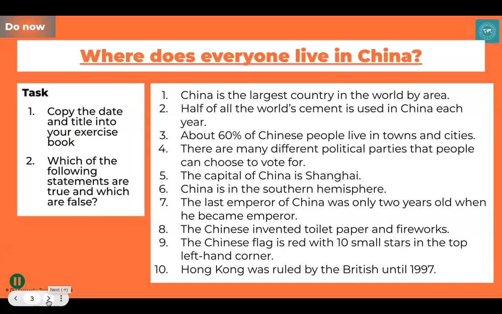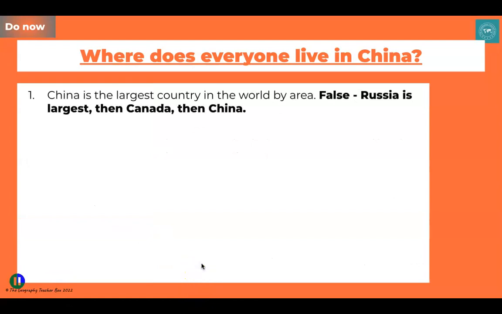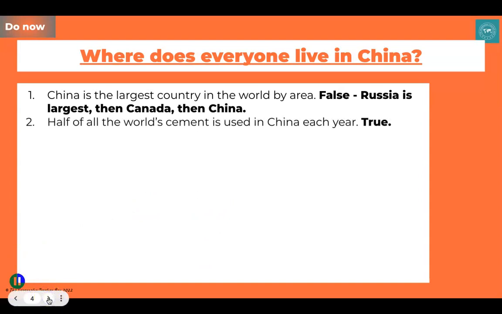So hopefully you've had a go at that activity and you've decided whether the statements are true or false. And now we're going to go through them. So you might like to see if you've got a different colour pen so that you can mark them as you're going along. So starting with number 1. Statement number 1 is actually false. The largest country in the world is actually Russia, and then it's Canada, and then China, according to area of the country. Number 2 is true. Half of the world's cement is used in China each year. So there is a huge amount of construction going on in the country.